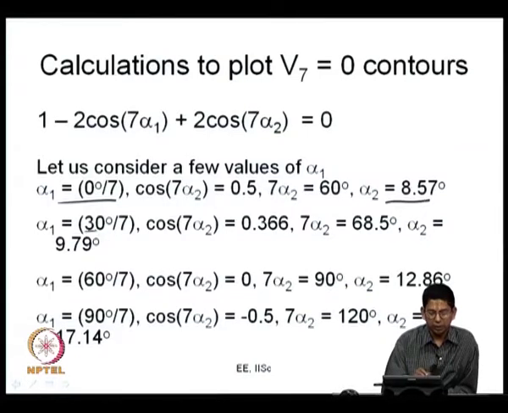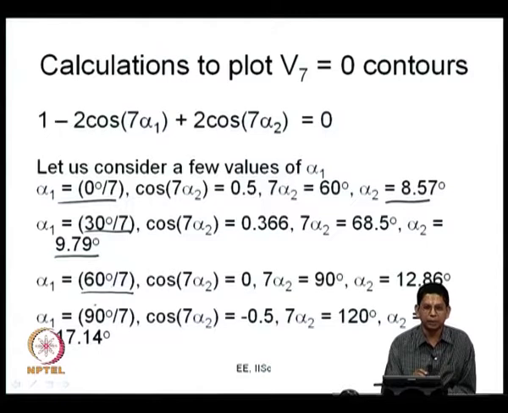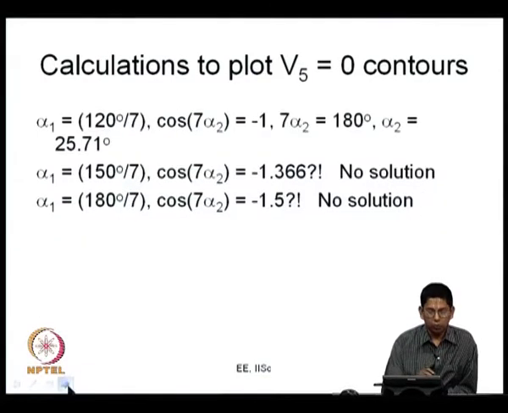It is the same procedure. Now, alpha 2 is 9.79. So, alpha 1 is 60 by 7. As I said, it is a little more than 8 degrees, something like 8.6 or so. So, the corresponding alpha 2 is 12.86 now. Again, when alpha 1 is 90 by 7, which is a little less than 13 degrees, your alpha 2 is 17.14. So, you go for more values.